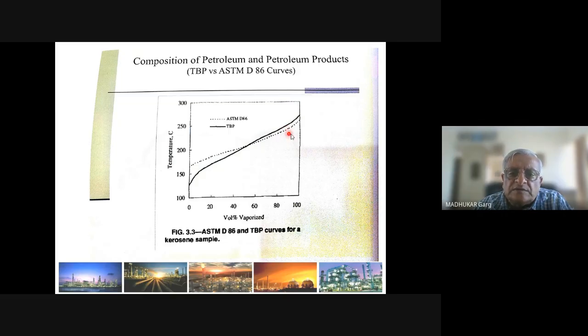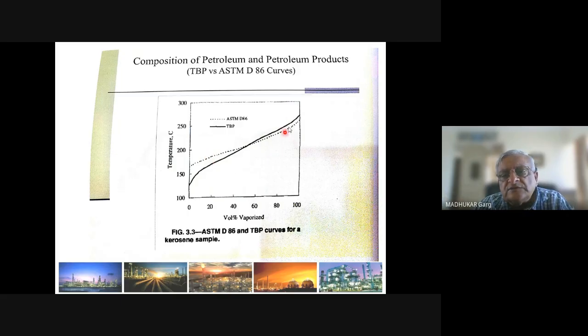So please remember the structure of this graph, where if you plot temperature versus volume percent vaporized of crude oil or any hydrocarbon fraction for that matter, the ASTM curve will always be higher. The temperatures predicted by the ASTM for the same volume percent recovery are higher, because when it boils off, it takes some of the heavier fractions with it, and there is no way you can wash down the heavy fraction. While above the 50% point, when it is boiling, it takes some of the lighter material also with it.